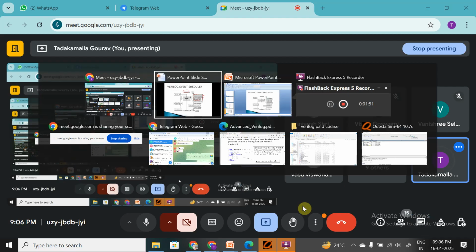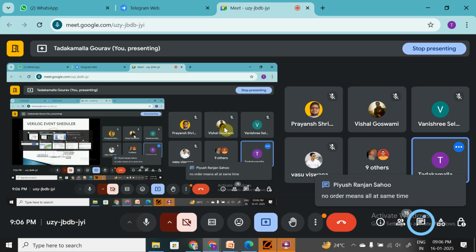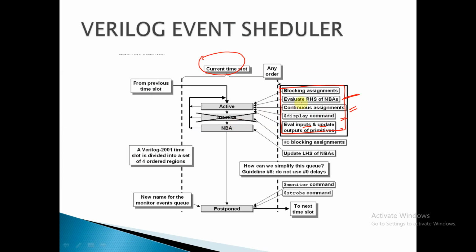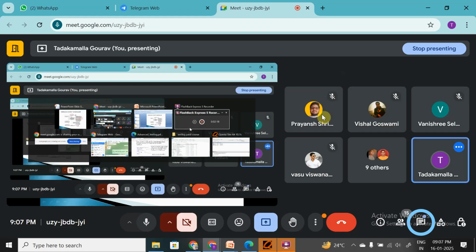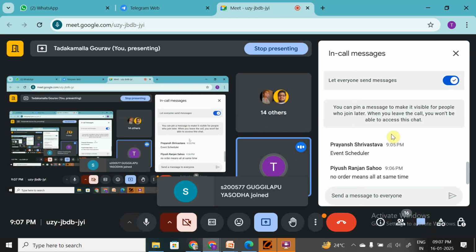Like, RHS of NBA can happen first, and next blocking assignments can happen. In this there is no order. So first this can happen, and afterwards $display can be executed. It can happen like this. Is it clear?